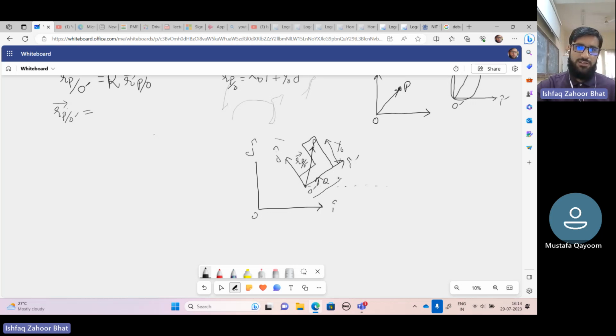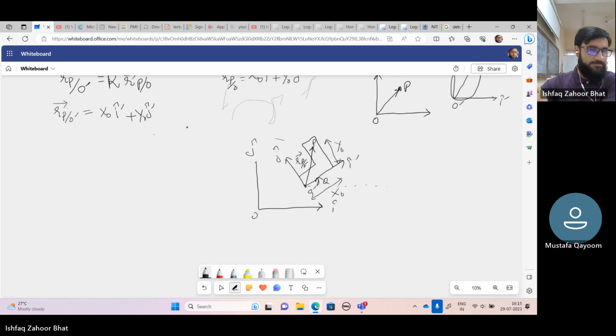Similarly, what is this distance? X naught. So you can write this RPO. It has two components, Y naught and X naught. It is X naught distance in this I dash vector. So we can write this as X naught I dash plus Y naught J dash. Can we write? Yes, sir.